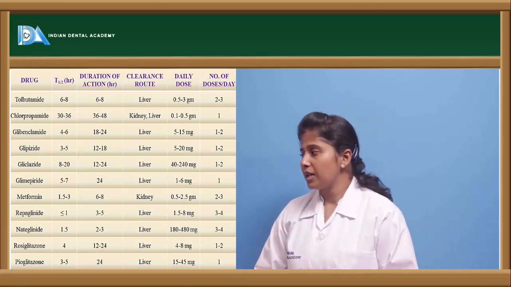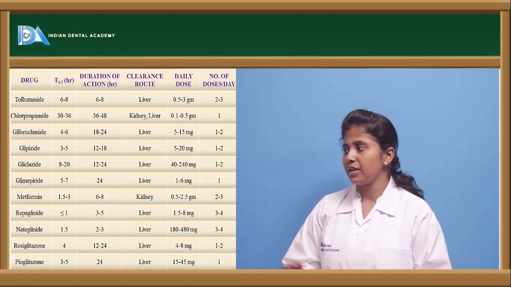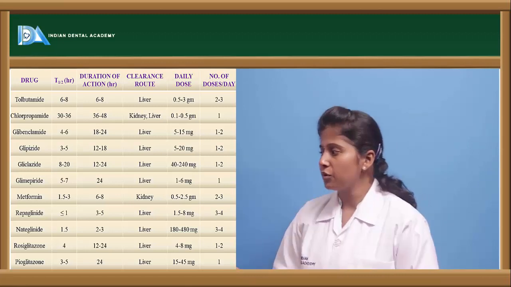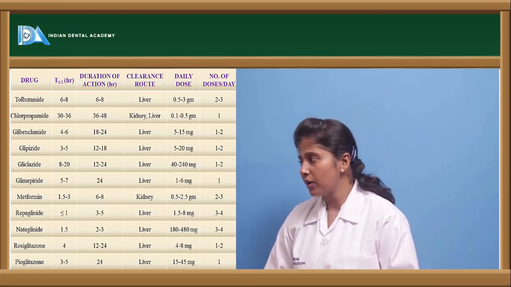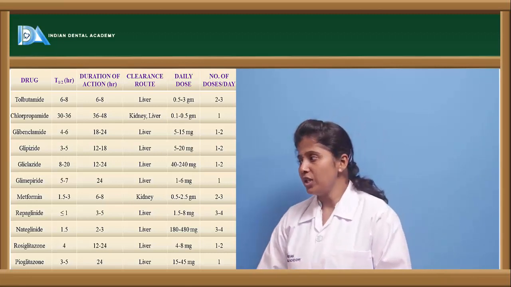And the other drug is nataglinide, which has a half-life of about 1.5 hours, and the duration of action is about 2 to 3 hours, and it is also excreted through the liver, and 3 to 4 doses are given at the dose of 180 to 480 mg of each dose.